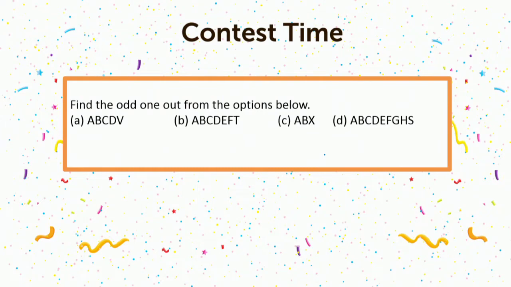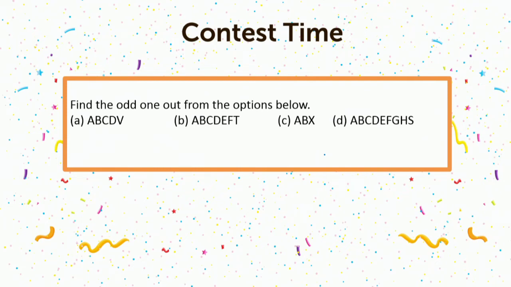Alright, now the time for today's contest question. Find the odd one out from the options below. There are 4 options. This is an odd one out question. There is a sequence of letters from the English alphabet given to you in answer options A, B, C and D. Answer option A, B, C, D, V. Then we have A, B, C, D, E, F, T, A, B, X. And answer option D says A, B, C, D, E, F, G, H, S. So look at the 4 answer options and find out which answer option is the odd one out, and post that answer option in the comment section below. I will be discussing the solution for this question in my next video session.